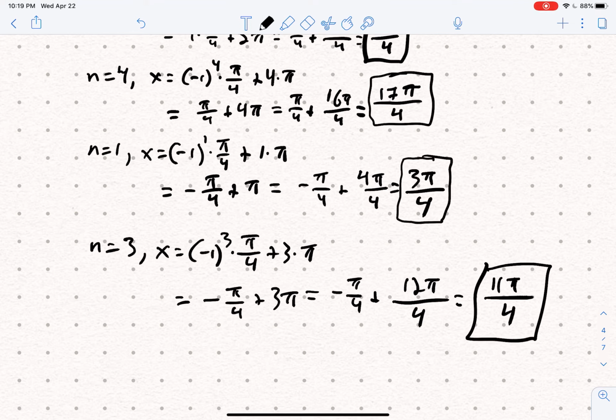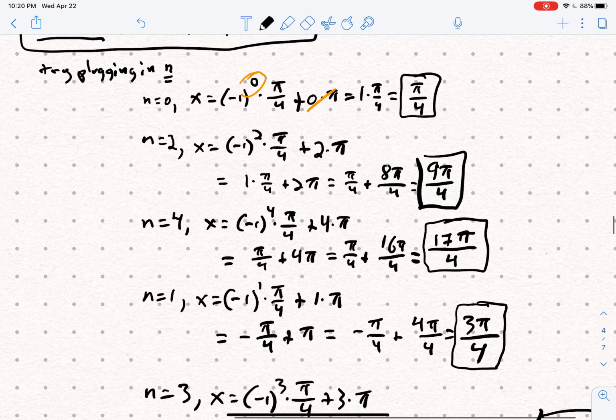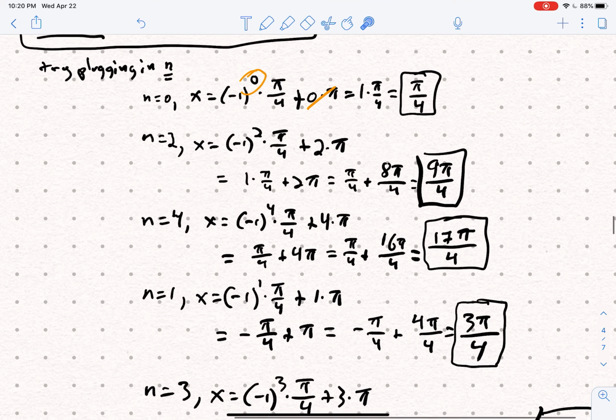If we wanted to get yet another solution, these are all just different angles we can plug in for x that solve our original problem. If we wanted to get another one here, we could just plug in another number. It can be any number we haven't used so far. So far for n we used 0, 2, 4, 1, and 3, so 0, 1, 2, 3, 4 is what we've done so far.